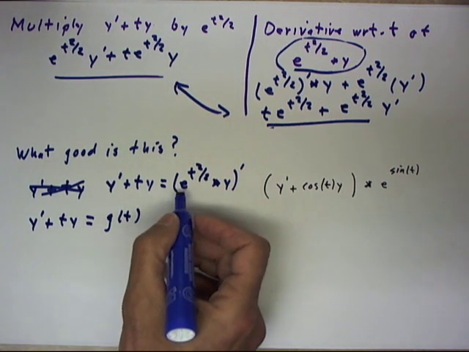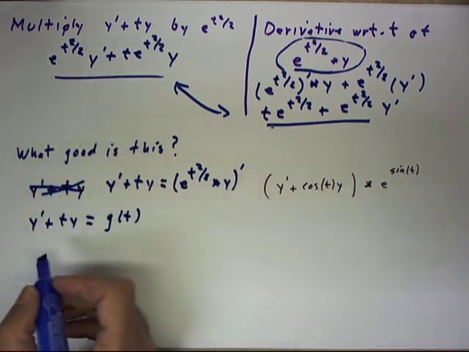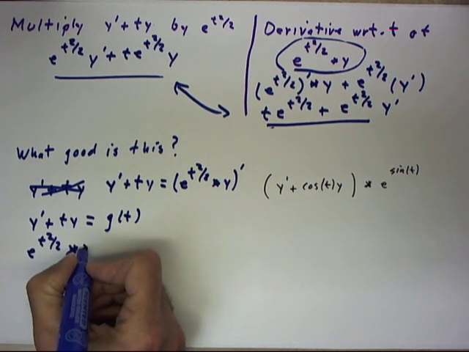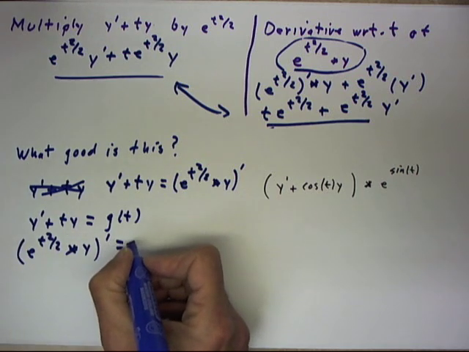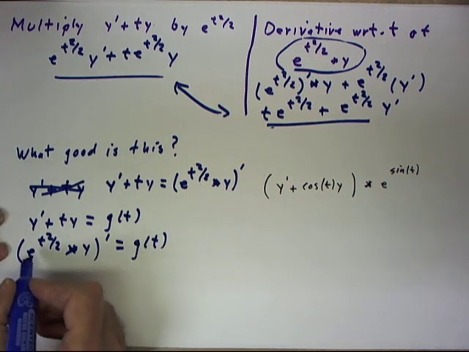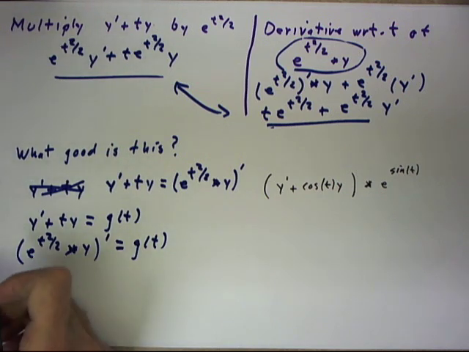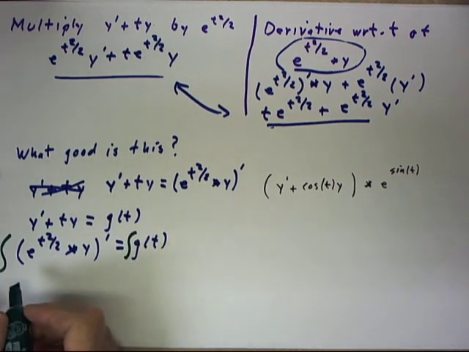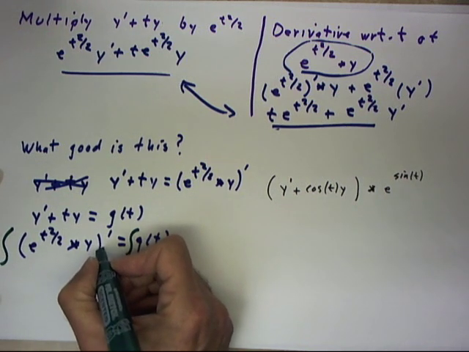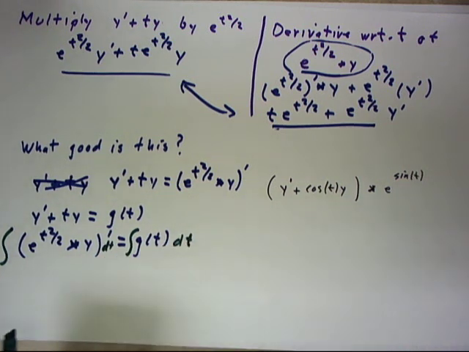this means that this side is the derivative of this function, so that this says that the derivative of e to the t squared over 2 times y equals g of t, which means, well, we can integrate both sides of this equation. Let me change colors and put an integral sign in front. If we integrate this with respect to t, and I don't really have room to put my dt in there, but I'm going to do it anyhow because it's a good idea.